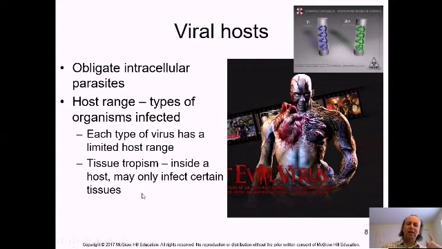And there is also this characteristic, the tissue tropism. What is the meaning of that? That inside the host, this virus is only going to affect specific tissues. For example, the virus of hepatitis. Hepatitis is going to affect only your liver. It's not going to affect your lung or your heart or anything else.